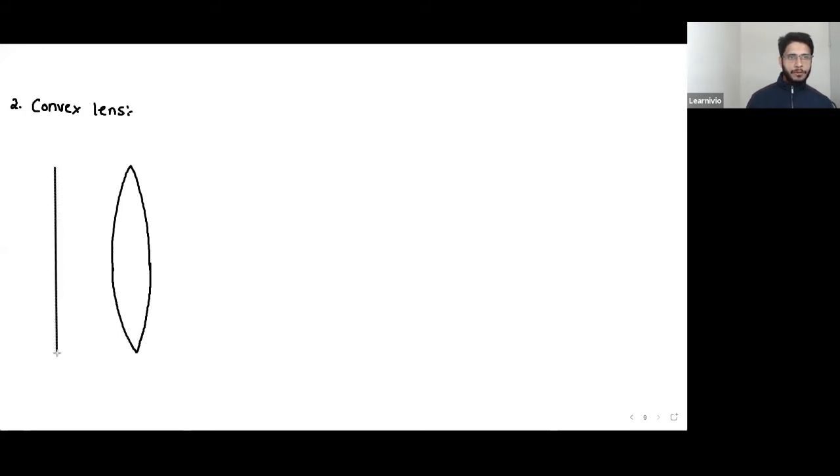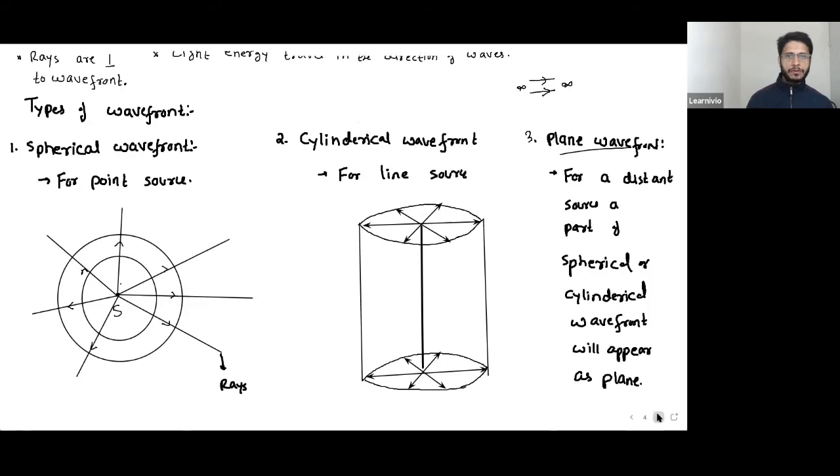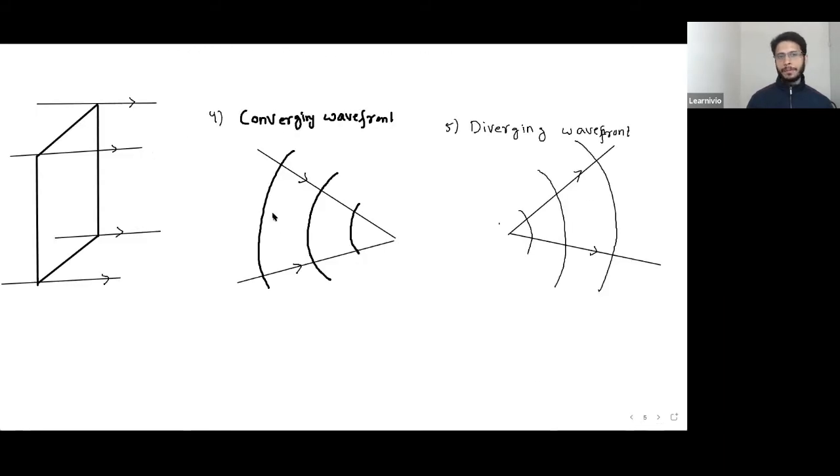So this is the primary wavefront. Now, you know that a convex lens is converging. So when this primary wavefront passes through this convex lens, it should get converged. Now see how your converging wavefronts look. This is your converging wavefront.